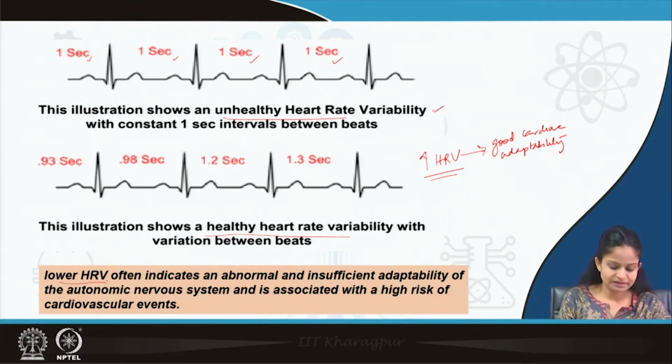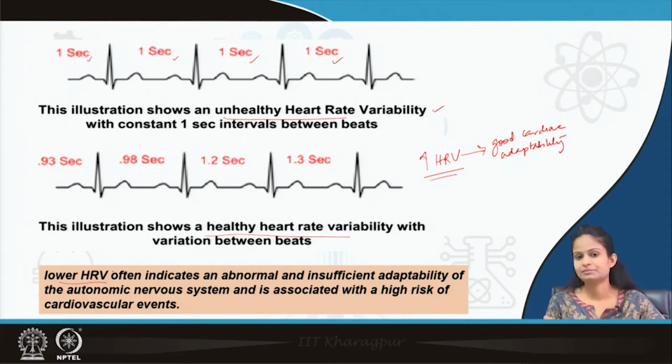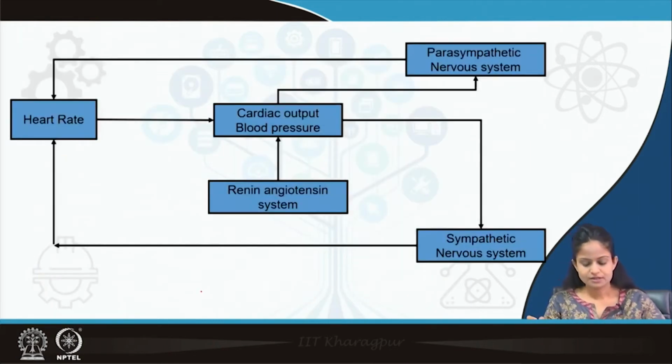The lower heart rate variability indicates poor adaptability of the cardiac autonomic function, and it is generally associated with higher risk of cardiovascular events, mainly sudden death. So, this is the diagram which is showing the various factors which are responsible for the generation of heart rate or the RR variations or RR intervals.